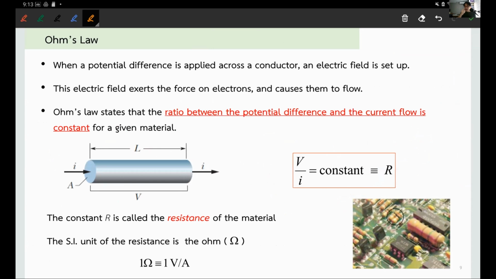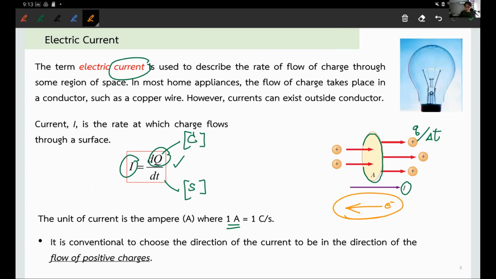So to get charge to flow, you need some electric field. Think of it this way: a positive charge usually will not move if you don't have any force acting on it. To get it to move, you need to apply some electric field. That's E.